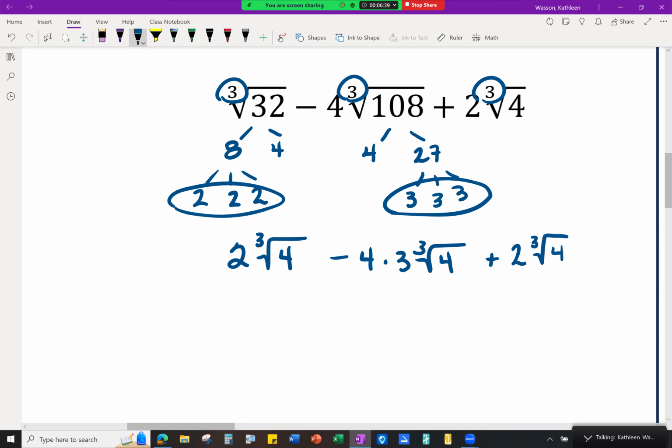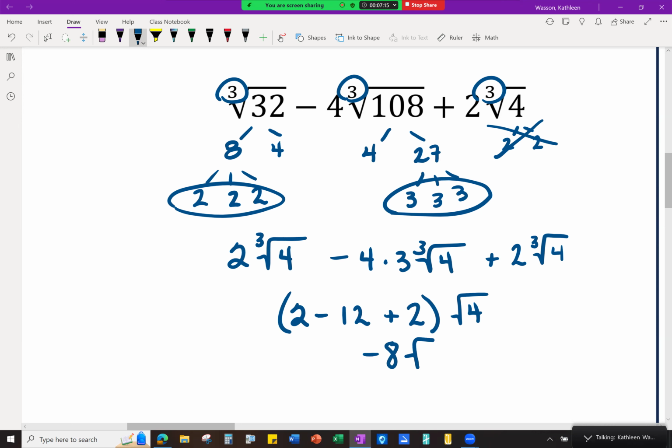I can't simplify cube root 4 because 4 is 2 times 2, and I would need 3 matching factors to be able to simplify. Now I can add these, now that they all have cube root 4. I'll add 2 minus 4 times 3 is 12, plus 2, and each of these has cube root 4, so I put the cube root 4 at the end. 2 minus 12 is negative 10, plus 2 is negative 8. Negative 8 cube root 4. That's simplified.